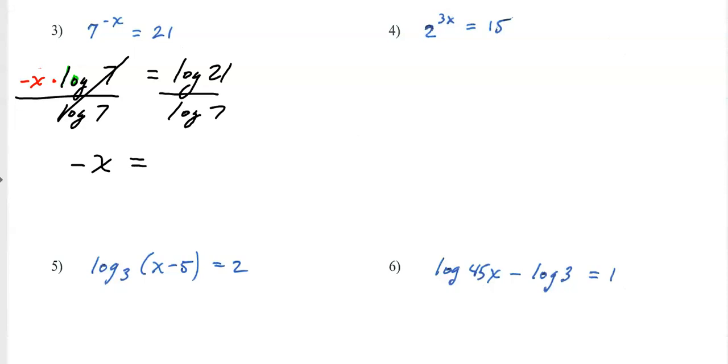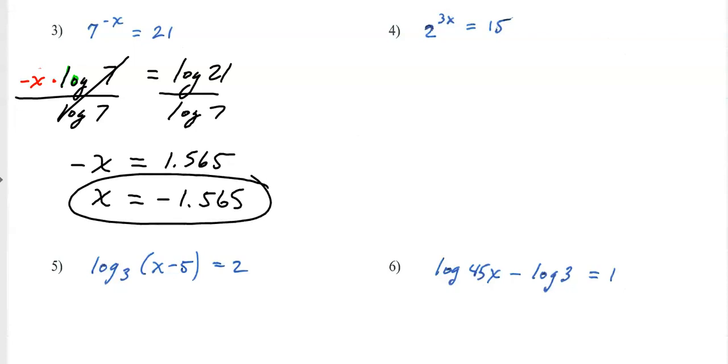And log 21 divided by log 7, I got to be 1.565. And multiply both sides by -1, or just change the signs. And I believe that would be our value for x.